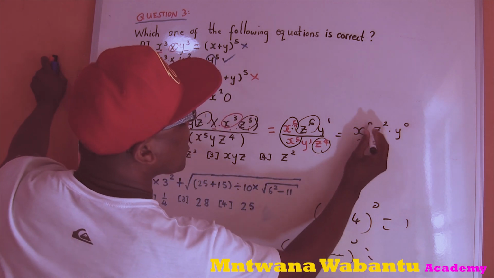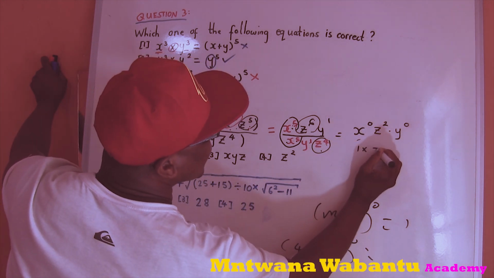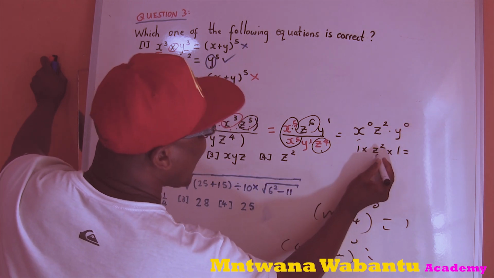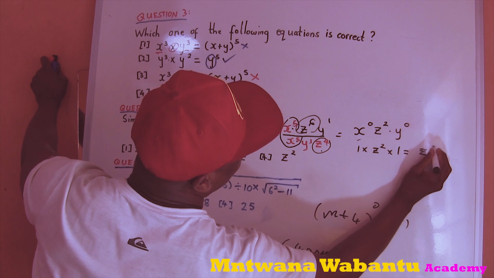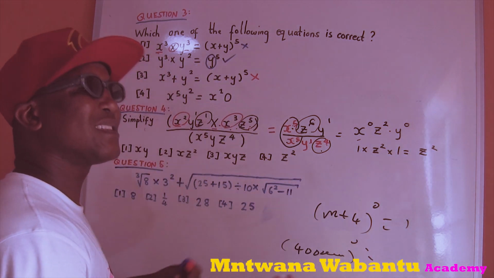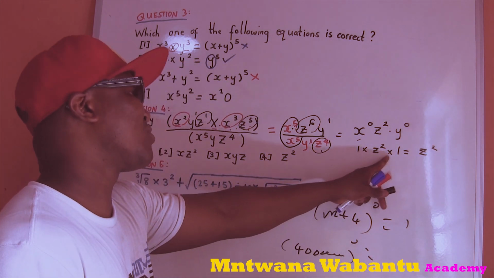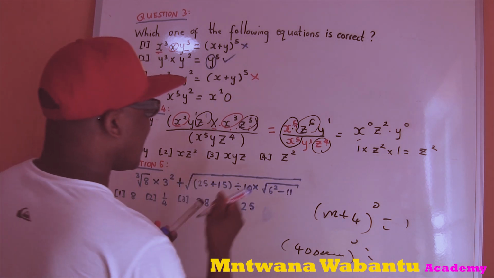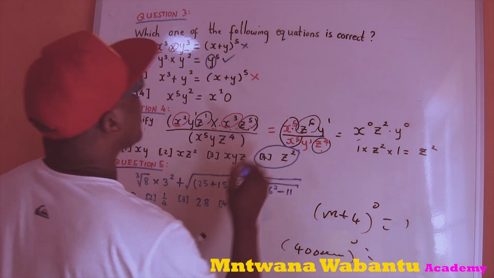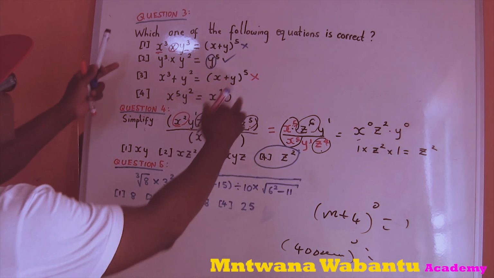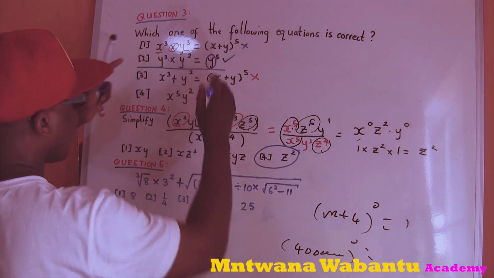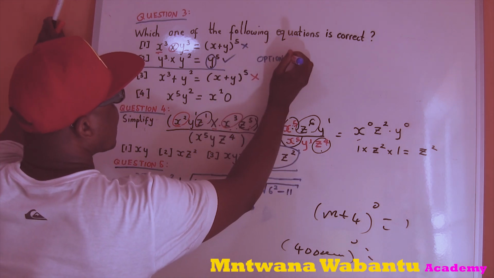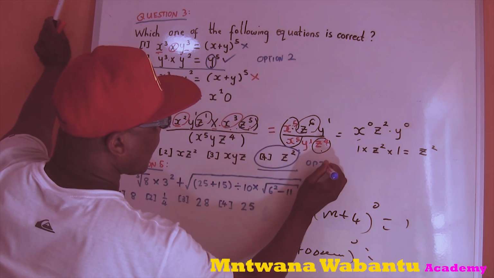So x power 0 equals 1, times z square, times y power 0 equals 1. So 1 times z square times 1 equals z square. What do you mean? 1 times anything is that thing. So 1 times z square equals z square. So this is option 4. And for the question here it is option 2. But for this it is option 4. So here is option 2, and this is option 4.